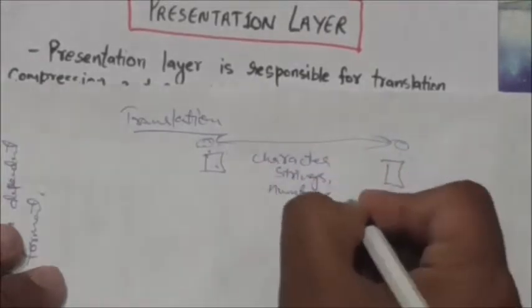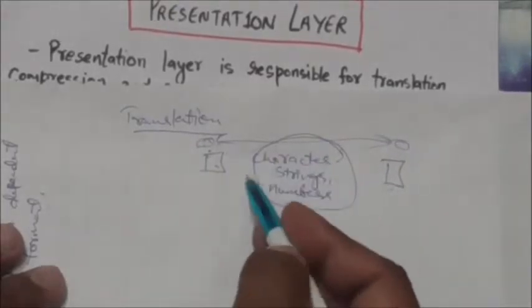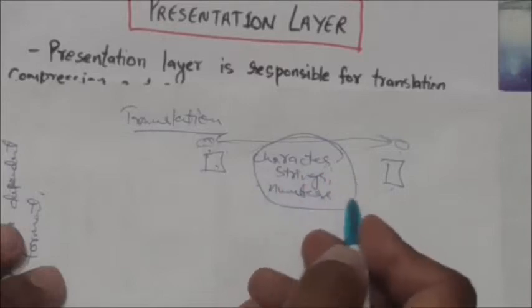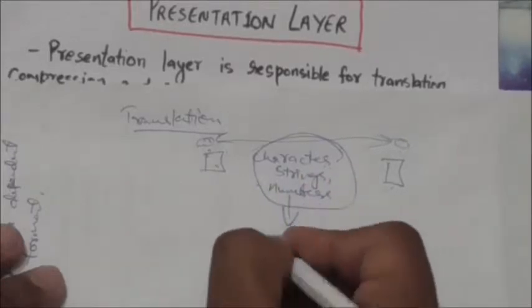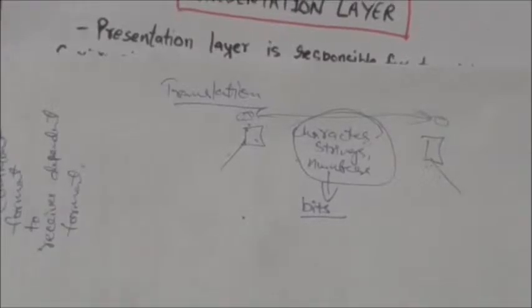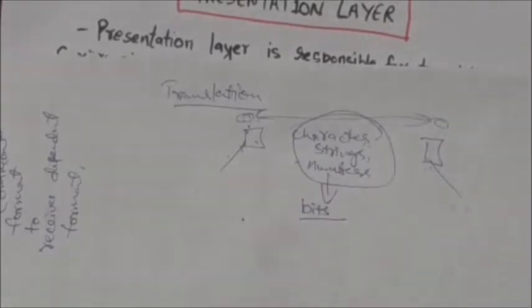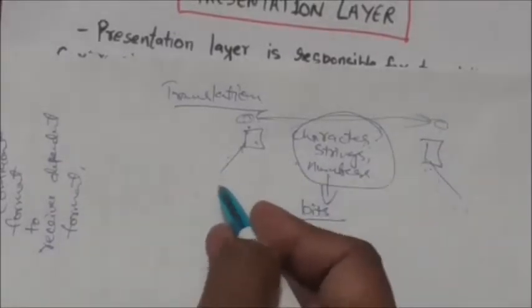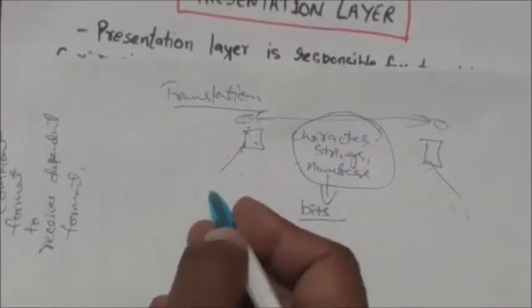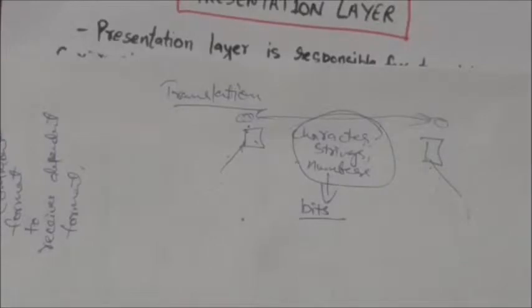numbers and so on, right? So what happens, before being transmitted, this information which is in the form of character strings, numbers and so on, must be converted into bits. So the problem is that sender and receiver may be using different encoding systems, and this problem is solved by the presentation layer. The presentation layer provides interoperability between these different encoding methods, right?